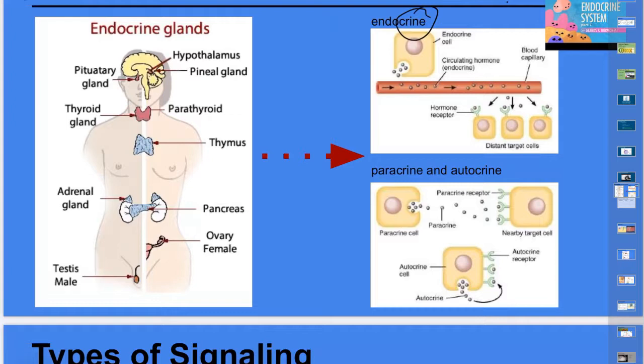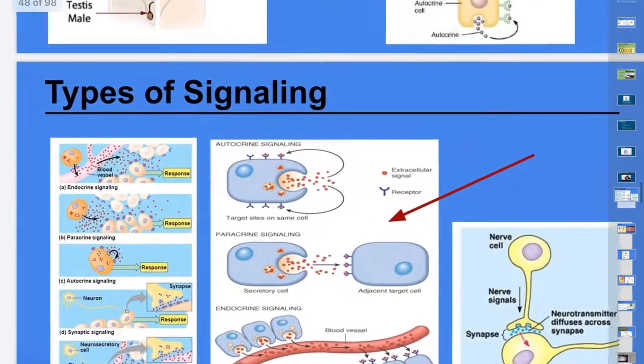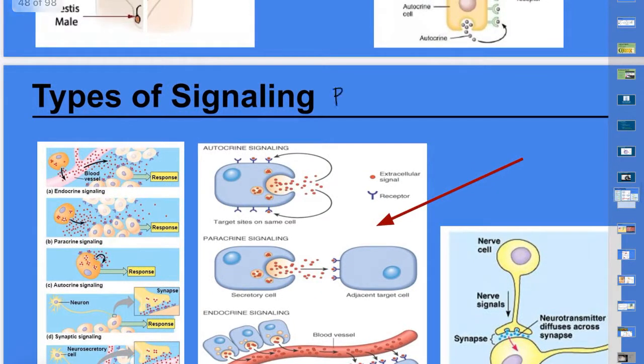The -crines we're going to talk about are terms that refer to how messages are being sent. Endocrine is a message sent by a cell that produces a particular substance, which then goes through the circulatory system in tiny amounts, and is heard by target cells that are far away. But there are other types of intercellular signaling as well.